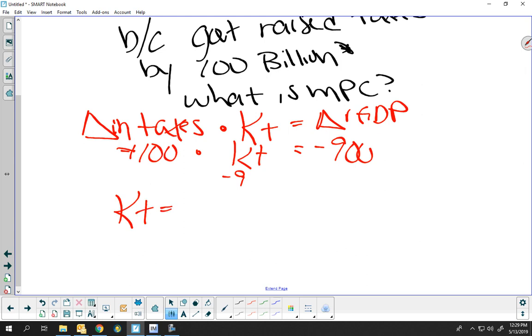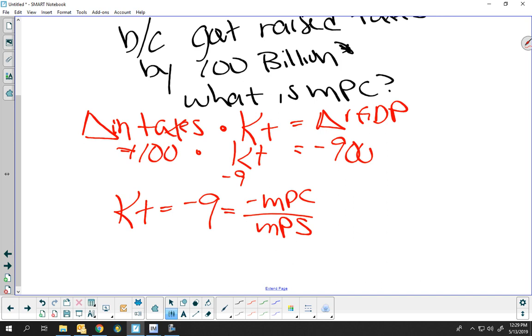KT equals -9, and KT is also the same thing as negative MPC over MPS. So how do you figure that out? You find the spending multiplier, which is 10, and then that's 1 over MPS, and then you know MPS. When I do variables, it's hard. That's right. You replace MPS with 1 minus MPC. Okay, that sounds like a lot of work. I like process way better. Oh, that's too many formulas.